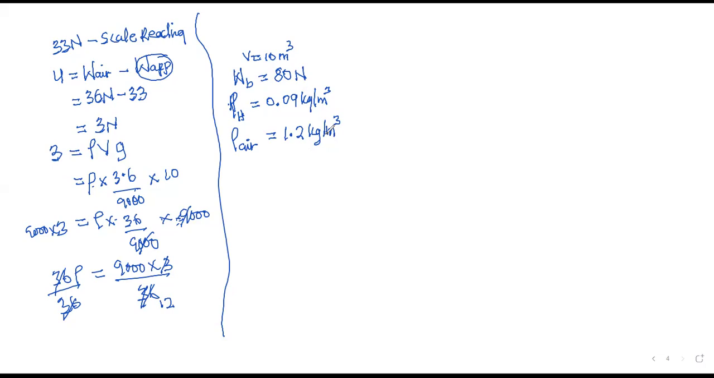Estimate the maximum weight additional to that of the hydrogen and the balloon fabric, which the hot air balloon can lift.